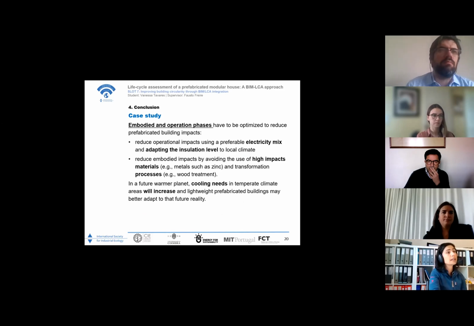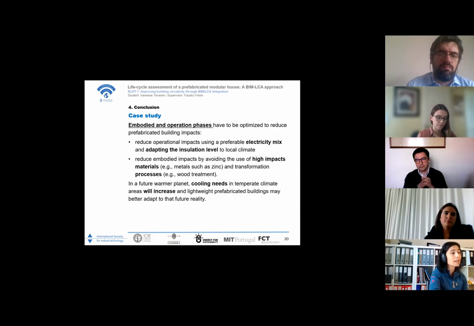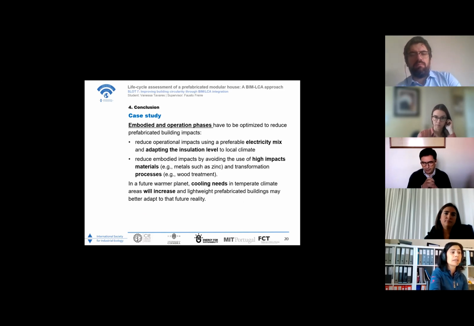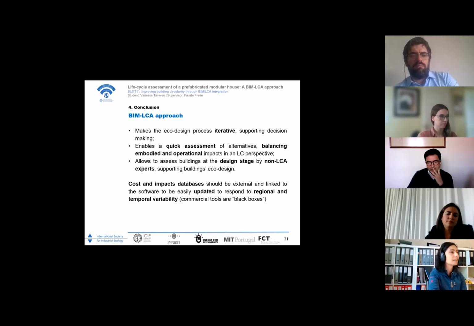In conclusion, we can see embodied and operation phases. We can see that the electricity mix influences results, and we should adapt the prefab house to the final location, adapting the insulation level. We should choose materials with low impacts, and the same with processes. And in a future warmer planet, the cooling needs can increase and will increase, and maybe prefab houses can have a better performance in that.